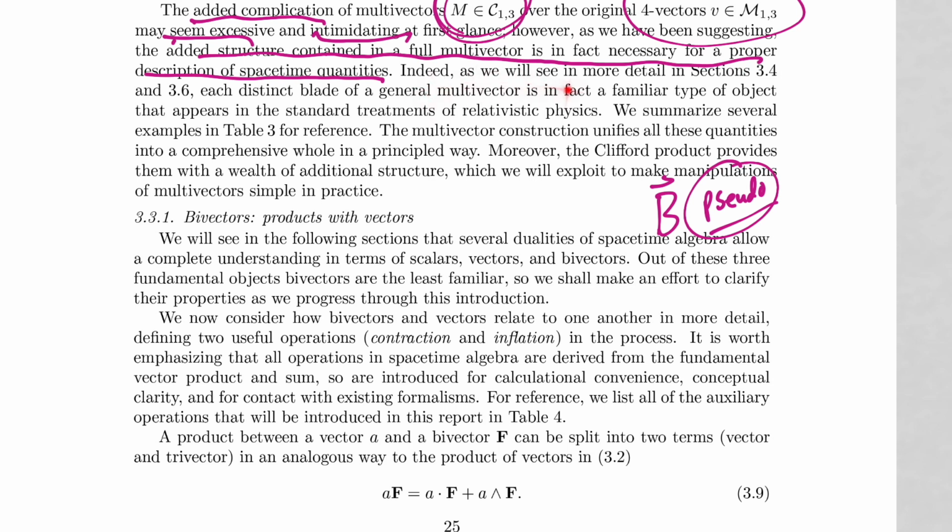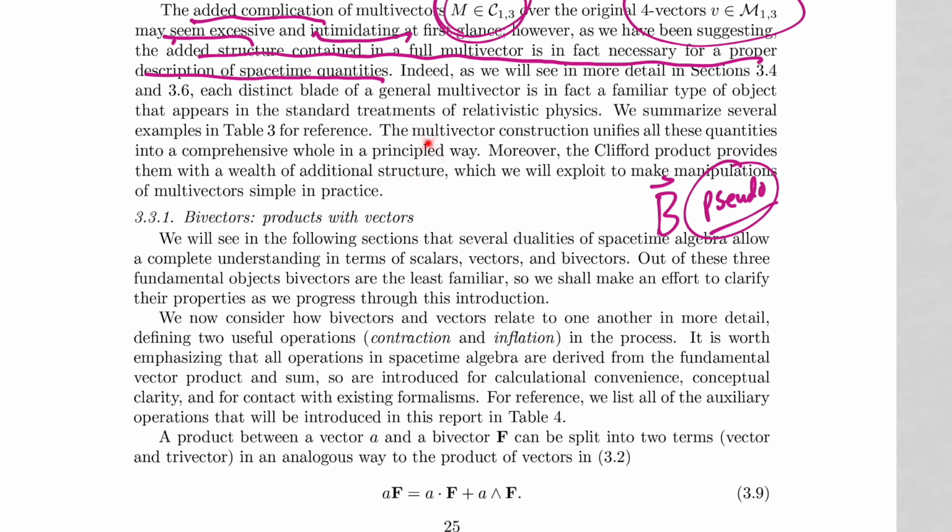So indeed, as we will see in more detail in 3.4 and 3.6, each distinct blade of a general multivector is in fact a familiar type of object that appears in the standard treatments of relativistic physics. We summarize several examples in Table 3 for reference. Well, we've already looked at Table 3. The multivector construction unifies all these quantities into a comprehensive whole in a principled way.